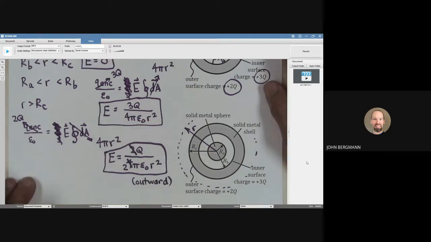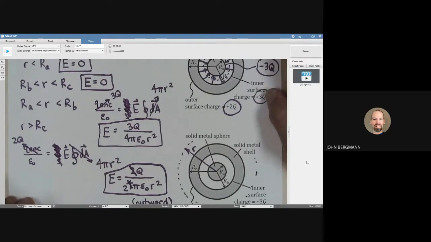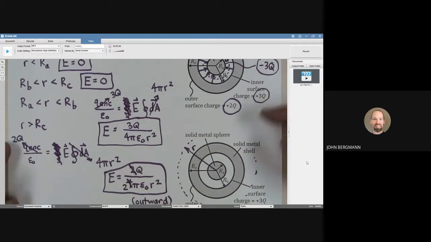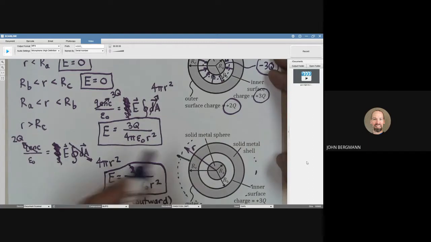Up here in this top diagram, can we see it? Yep, we can barely see it. At the top of the screen there in the upper right, those field lines are pointing in that direction. On the outside, because the net charge on the inside is positive, those field lines point in the other direction.